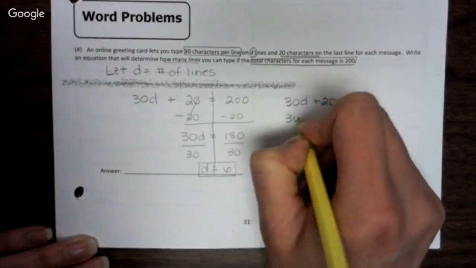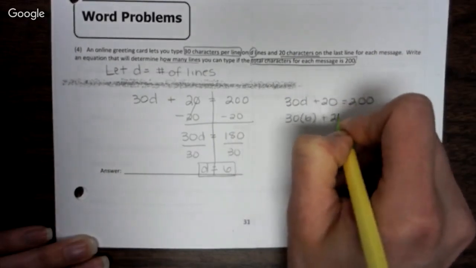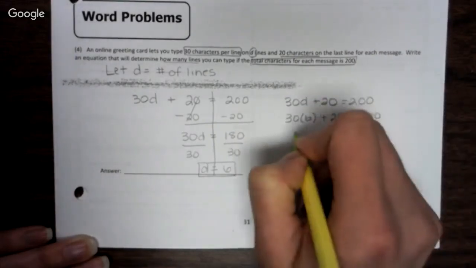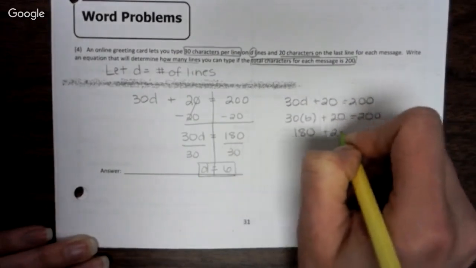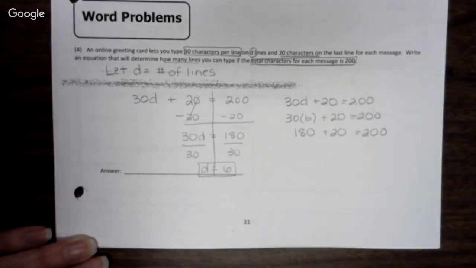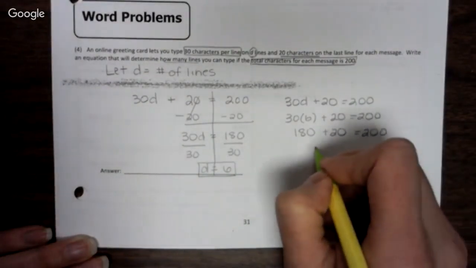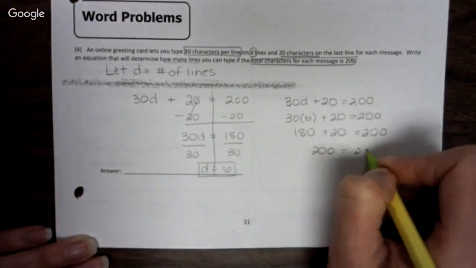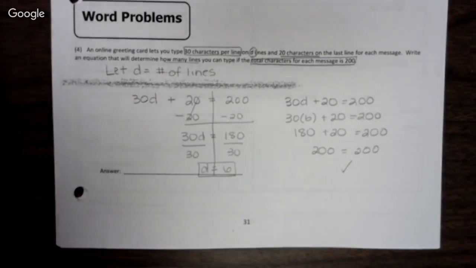So 30 times 6, that's 180. 180 plus 20 is 200, which is equal to 200, so that does work.